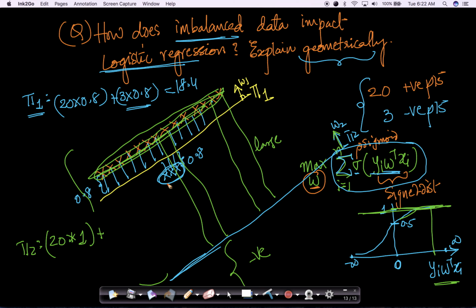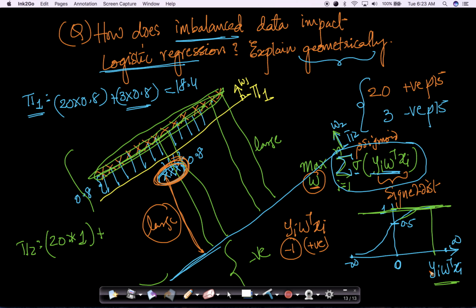Now what about these points? These distances are also large. Of course, they're slightly smaller than these green distances to positive points, but still this is large. But your yi w transpose xi for negative points will be negative, because all these points are actually negative points, which means your yi is -1, but w transpose xi is going to be positive. So your yi w transpose xi is going to be negative large values, which means what happens to sigmoid of negative large values? They become 0. So 3 into 0. So what do I get here for pi 2? 20.